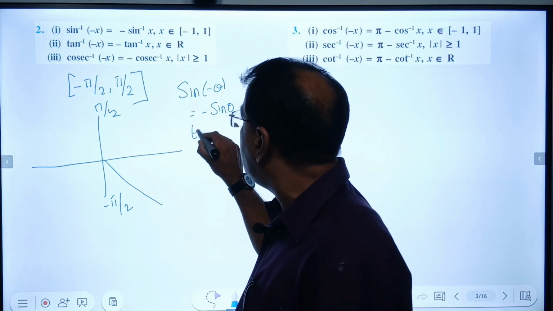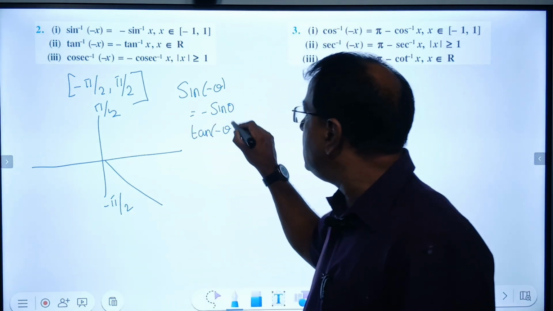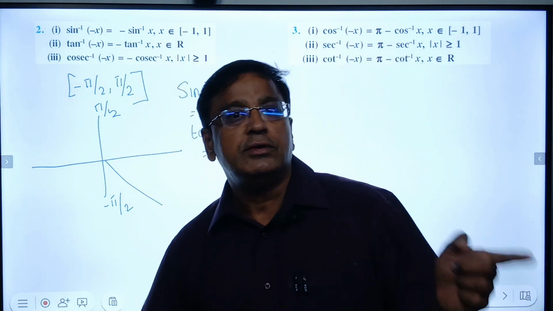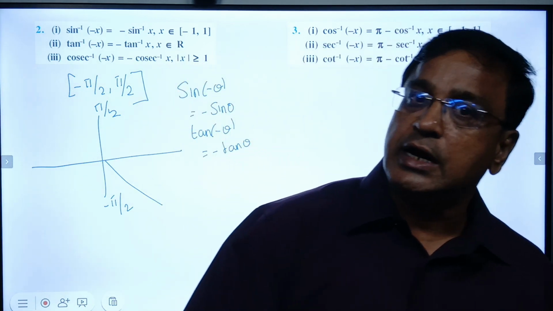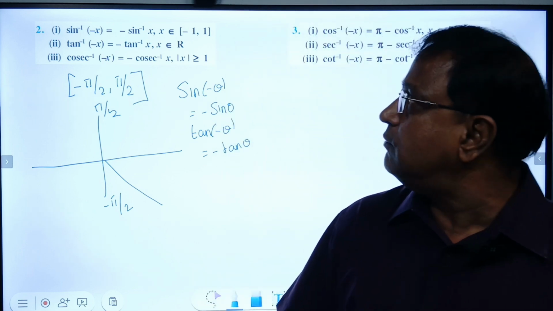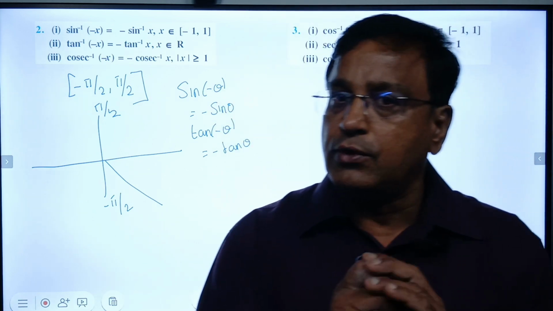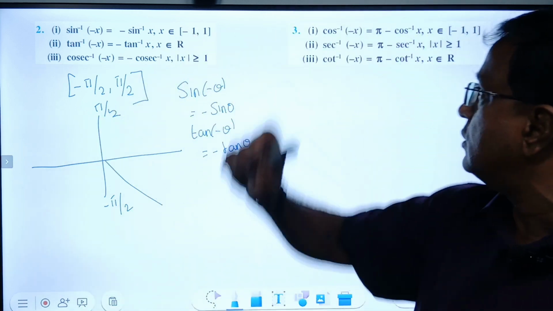Similarly, you know, tan of minus theta is what? Tan of minus theta is minus tan theta. Exactly the same there. Tan inverse of minus x is minus tan inverse of x. And cosecant inverse of minus x is minus cosecant inverse of x. Do not forget these formulas. They are very, very important.